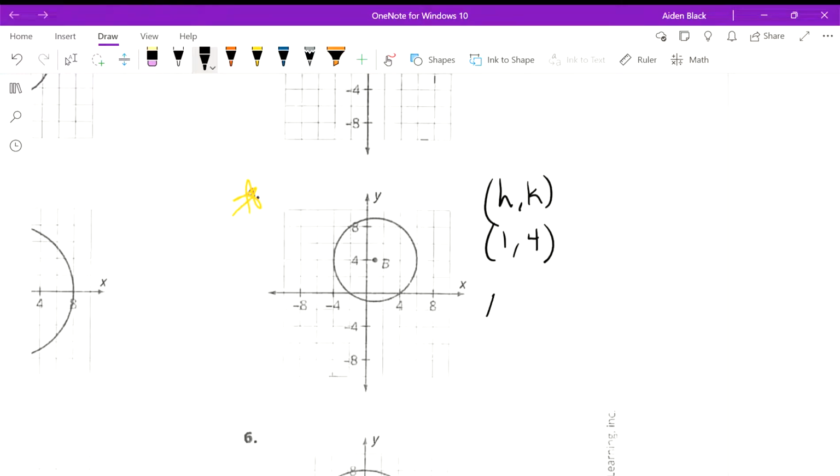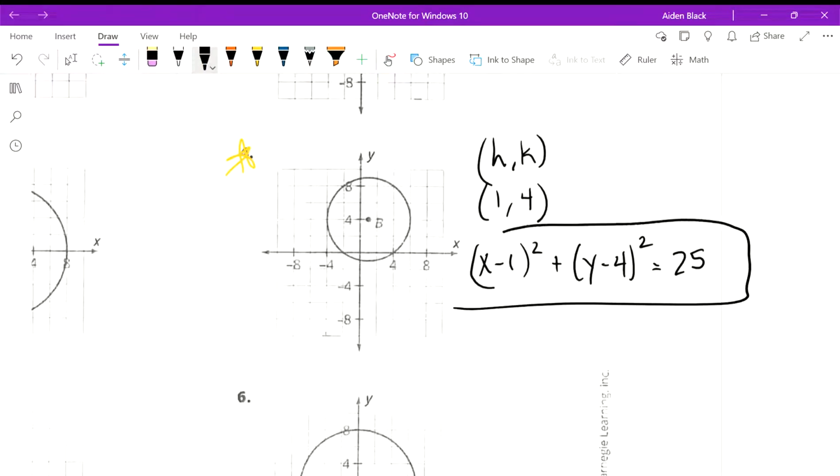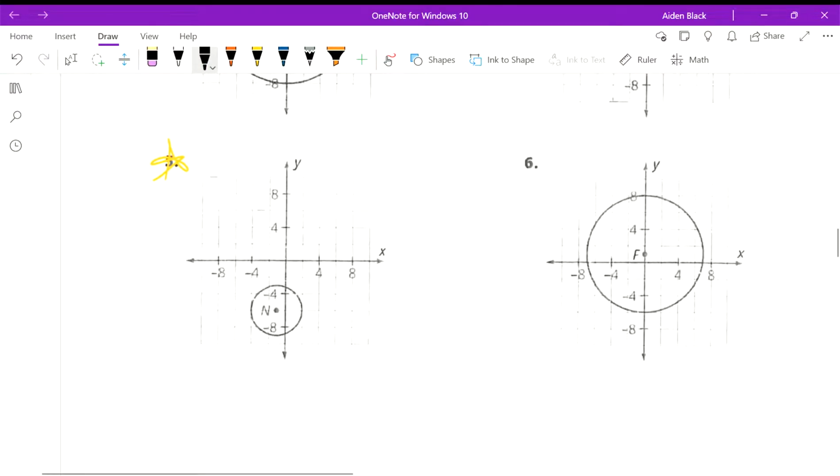So, plug it in. (x - 1)² + (y - 4)² equals, and we can actually count our radius here, right? We can go 1, 2, 3, 4, 5. So our radius is 5, which means we should write 25 for our equation. So that's your answer for that one.